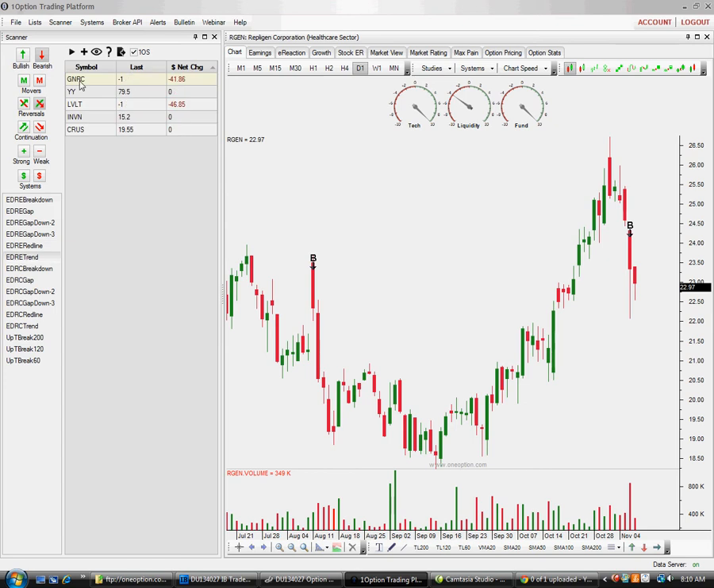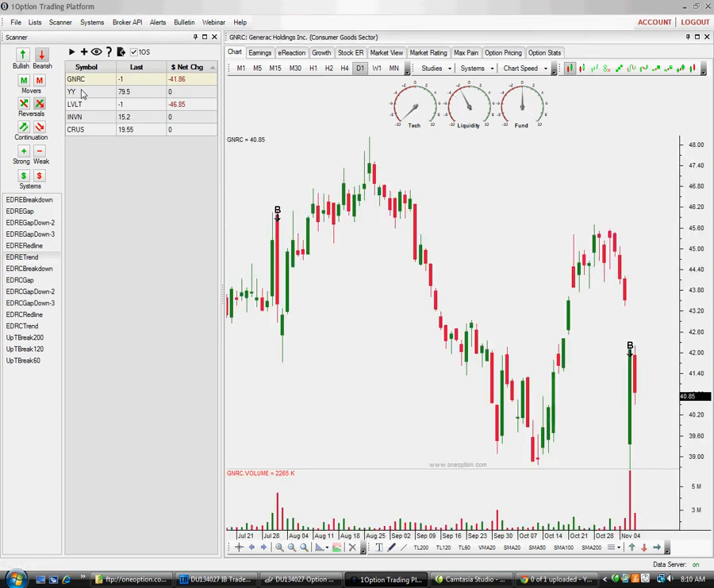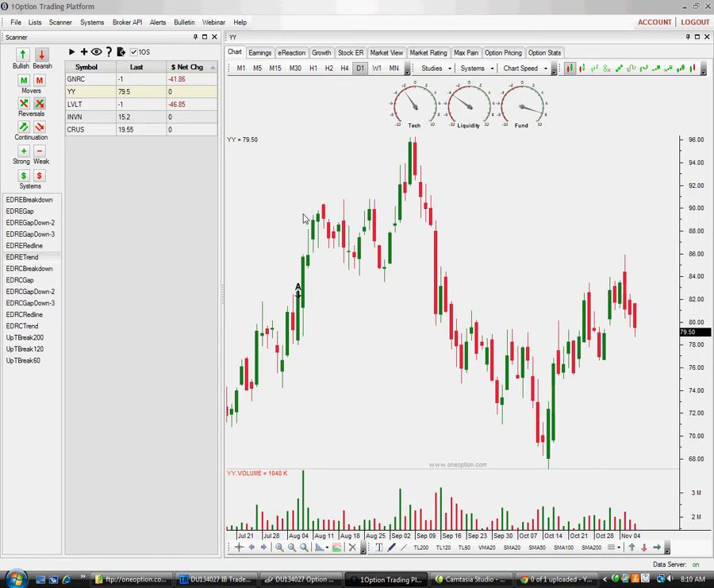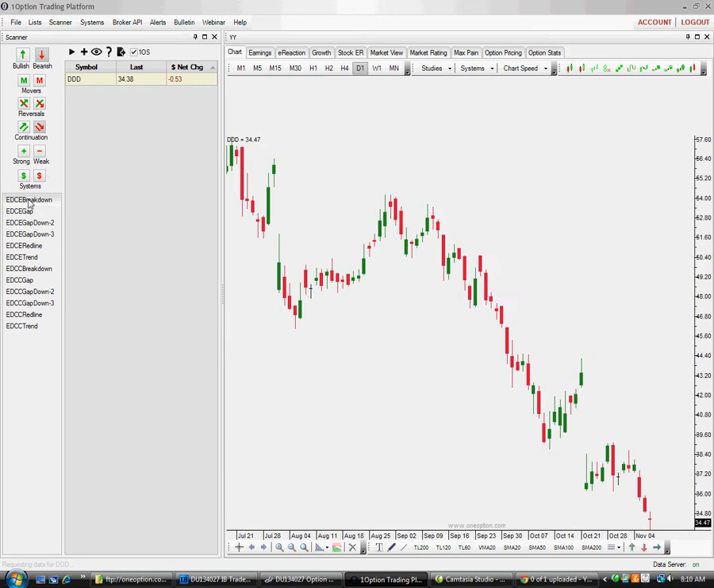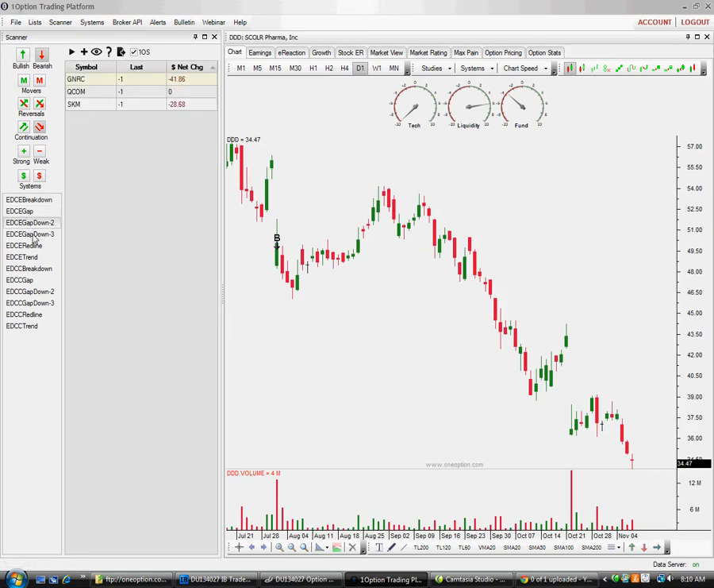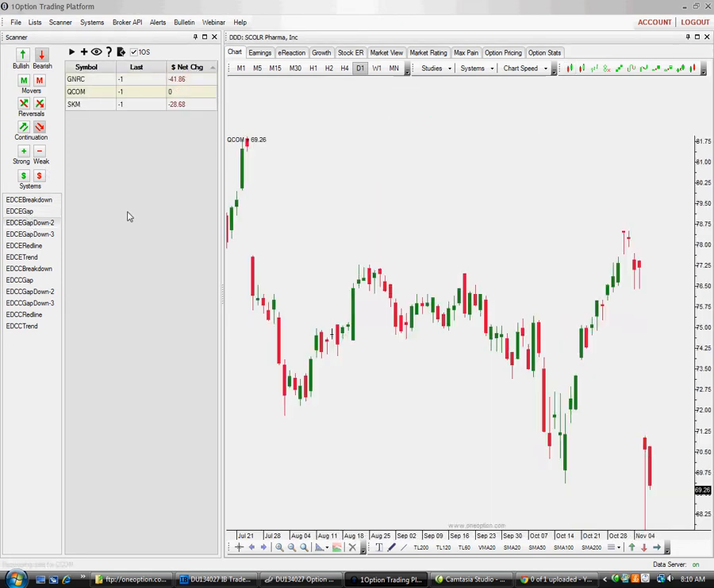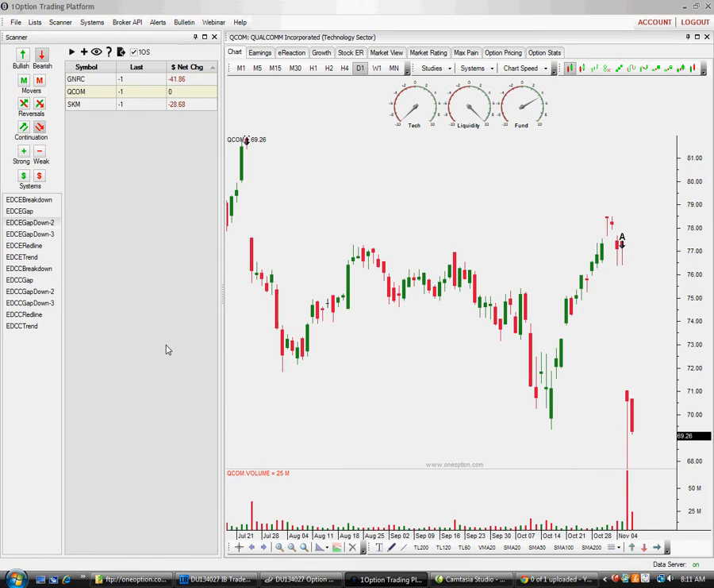Not seeing many stocks in here because the market's been just pushing higher and higher, but this is starting to roll over. And then we'll look at some continuations here. DDD we've already seen. Qualcomm. Oof. Big gap down there. And probably follow through.